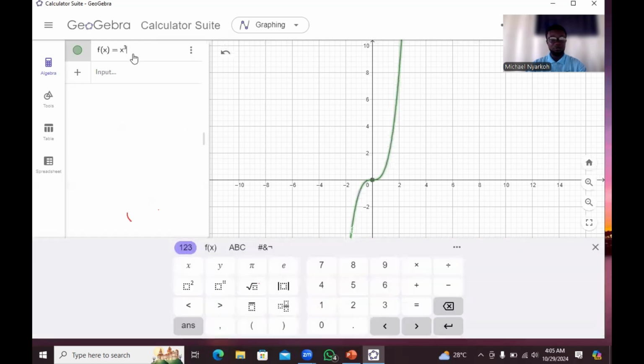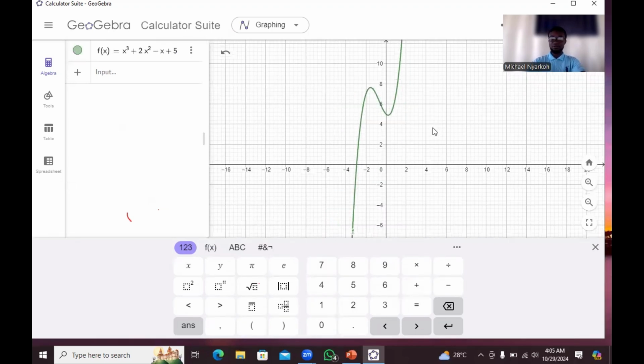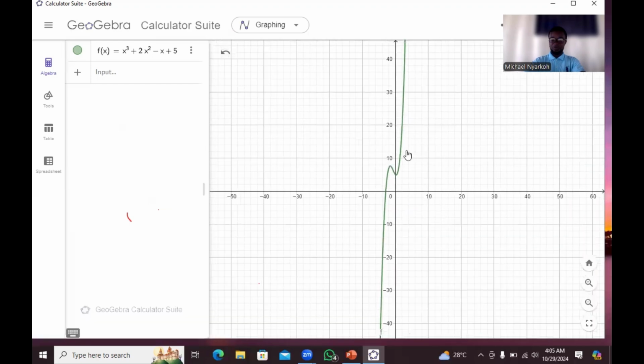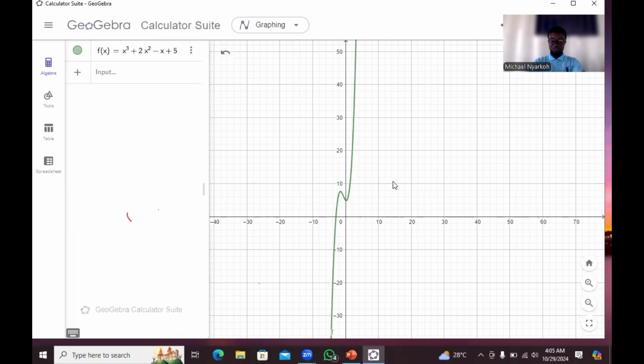Okay. Now let's continue. So we have plus, let's say, 2x squared. Okay. And then minus x plus, let's say, 5. Yes, there you are. So look at this graph. Looking at it, we see a typical look of the cubic function. Is that okay? Yeah. So that is how these graphs look like. Let's proceed.